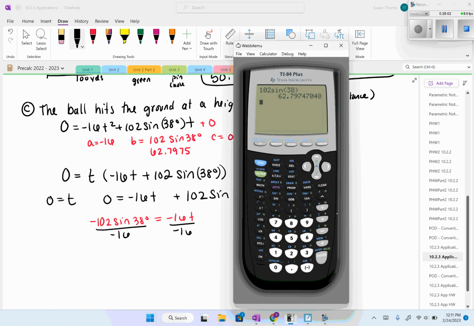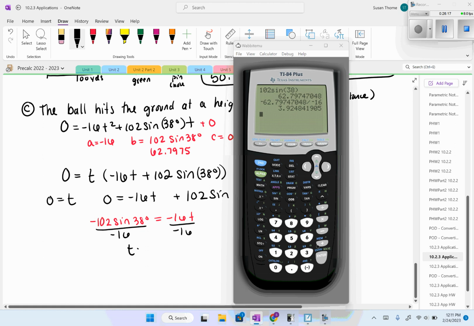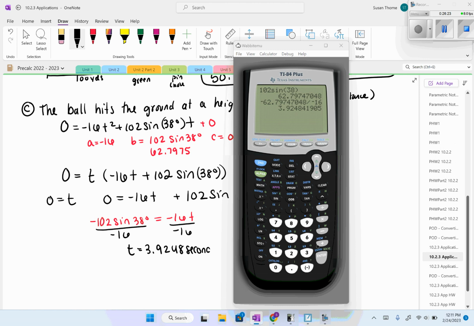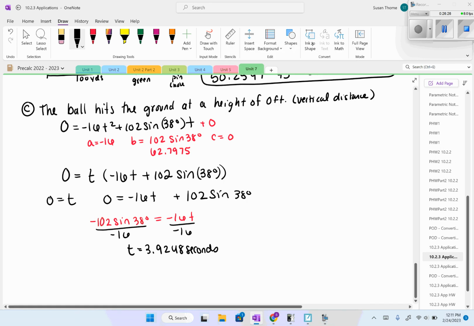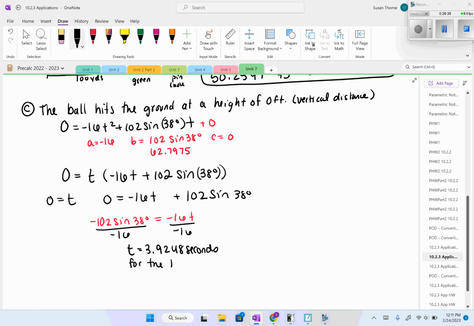So when I plug this into my calculator, I have 102 sine 38, which I already did, and it's negative, so it's the same answer with the negative in front. Then divide that by negative 16. And so that gives me the time is 3.9248 seconds. So that tells me it takes 3.9248 seconds for the ball to hit the ground. So that's how long we are in the air.